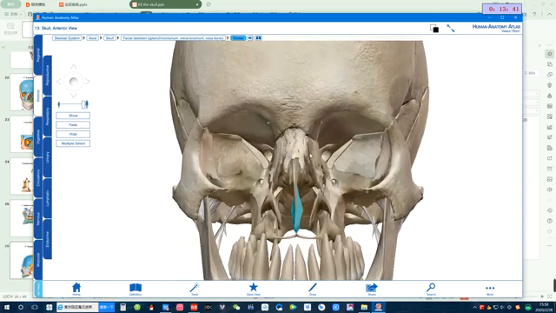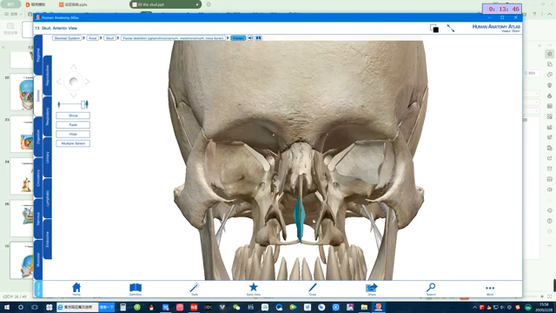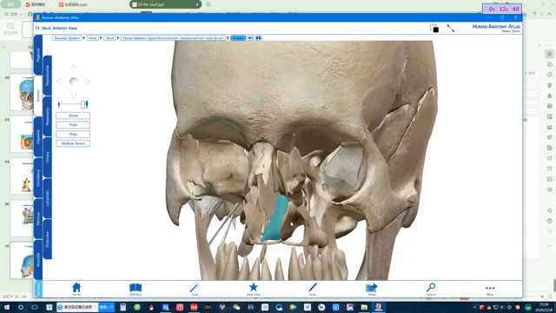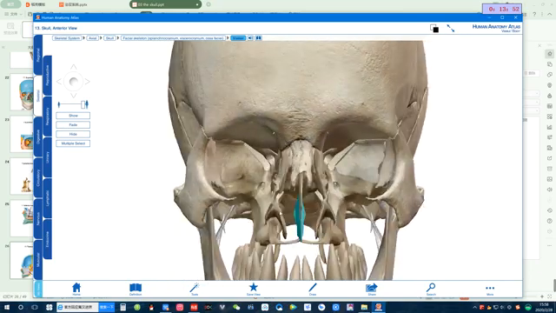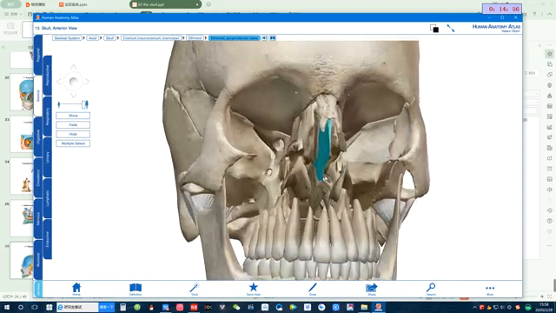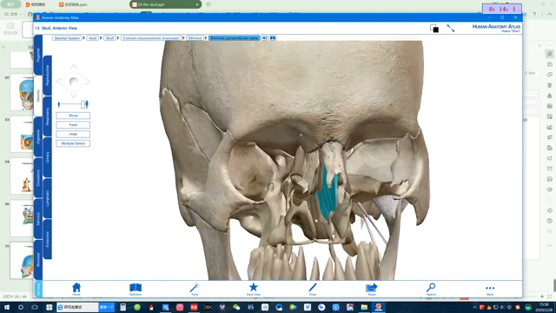Now let's see the anterior view. The vomer is in the middle of the nasal cavity and forms one part of the middle septum of the nasal cavity. The anterior part is the vertical plate of the ethmoid bone. The posterior part is the vomer.